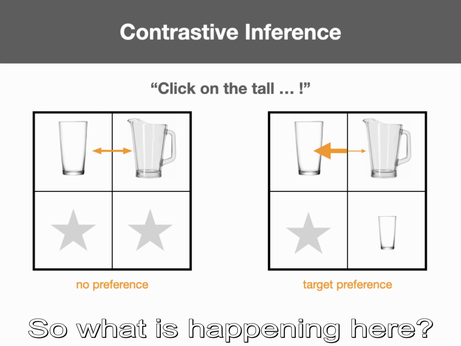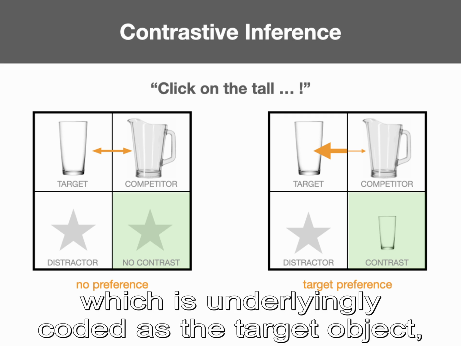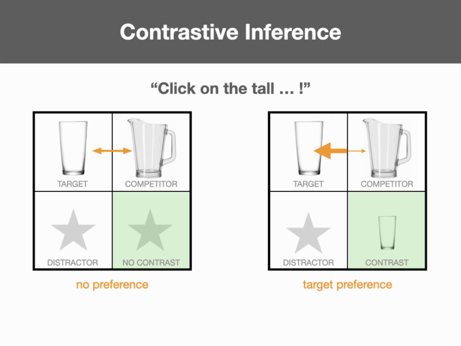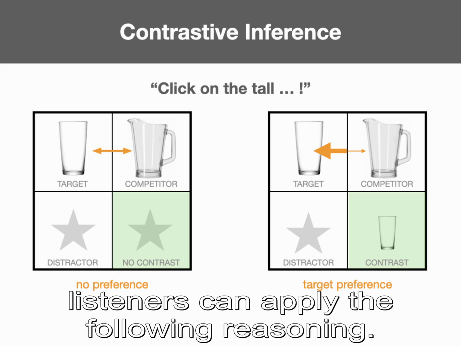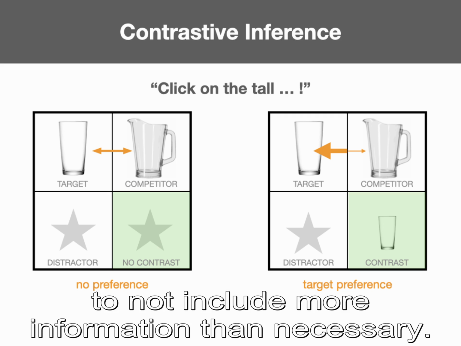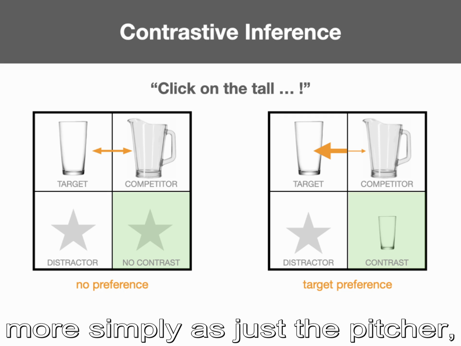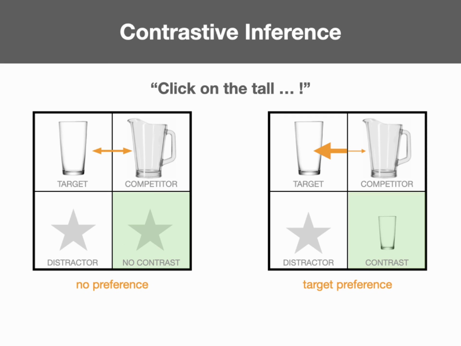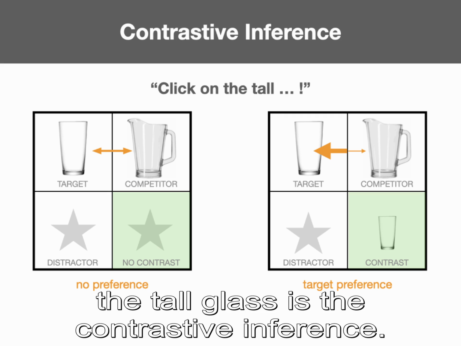So what is happening here? In both contexts, "tall" only applies to the two upper objects, the glass, which is underlyingly coded as the target object, and the pitcher, which is its size competitor. By introducing a small glass, which is called a contrast here, listeners can apply the following reasoning. If we think the speaker is being cooperative, we expect them to not include more information than necessary. So they could have referred to the pitcher more simply as just "the pitcher," and the adjective is only necessary for distinguishing the tall from the short glass. The resulting inference that the speaker must have intended the tall glass is the contrastive inference.